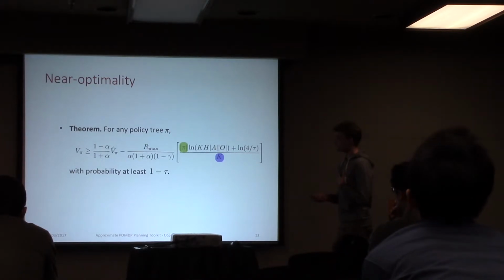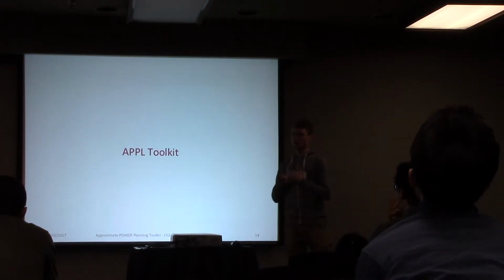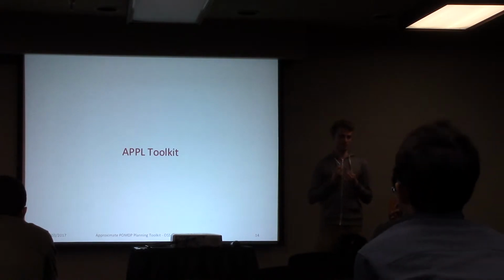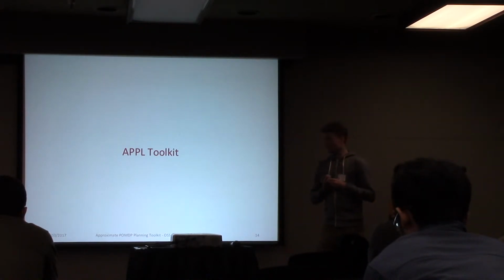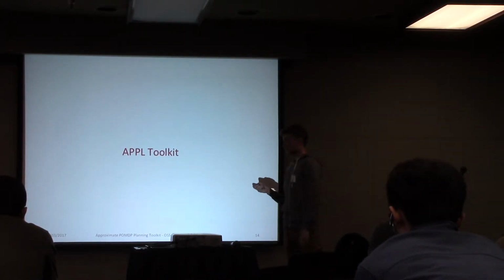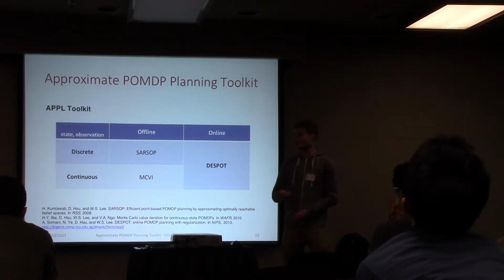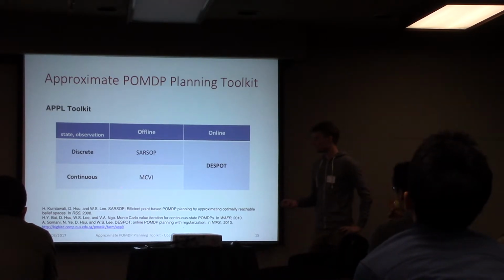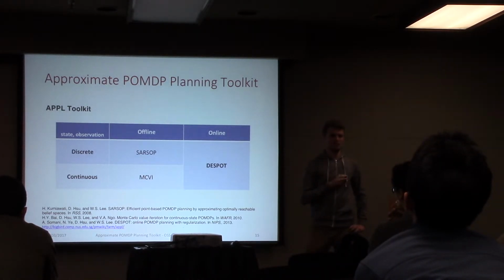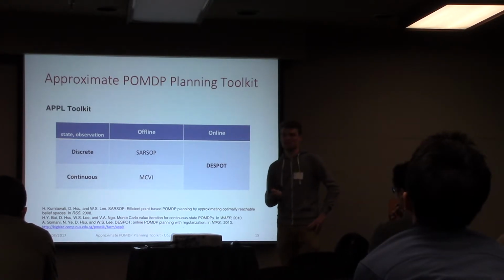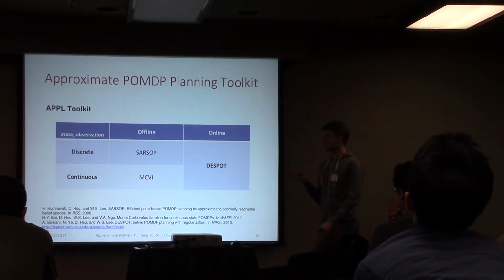All right. So this is all about the ID. Any questions so far? If not, then I will move on to the APPL toolkit. So this is a C++ implementation of 3 of these algorithms that is available online. There's a link to it, but you can also just Google APPL toolkit.